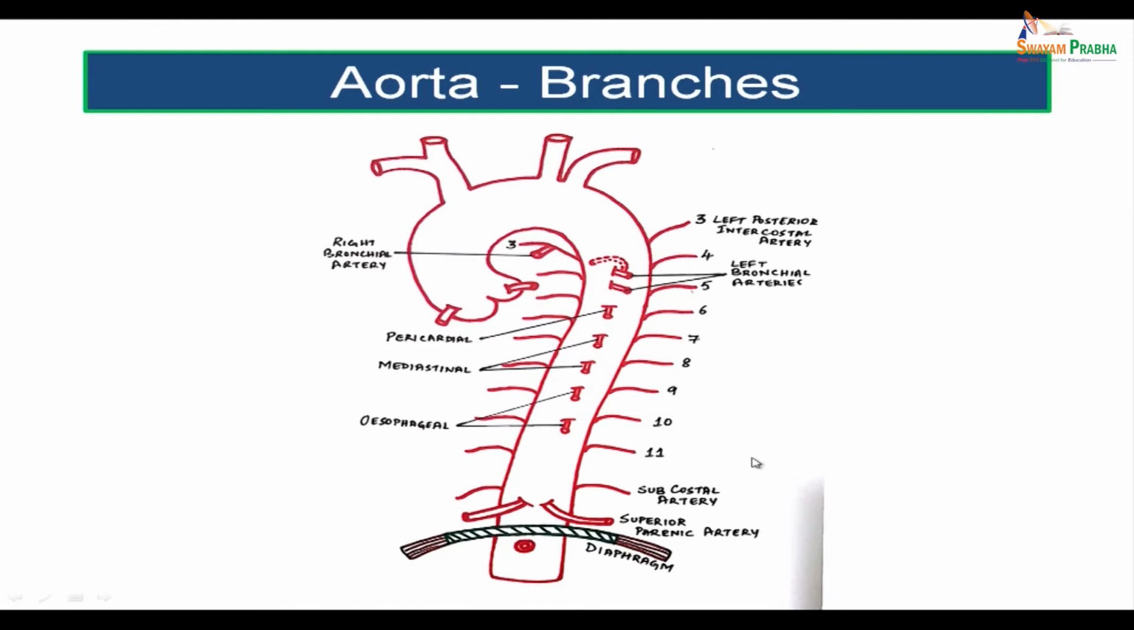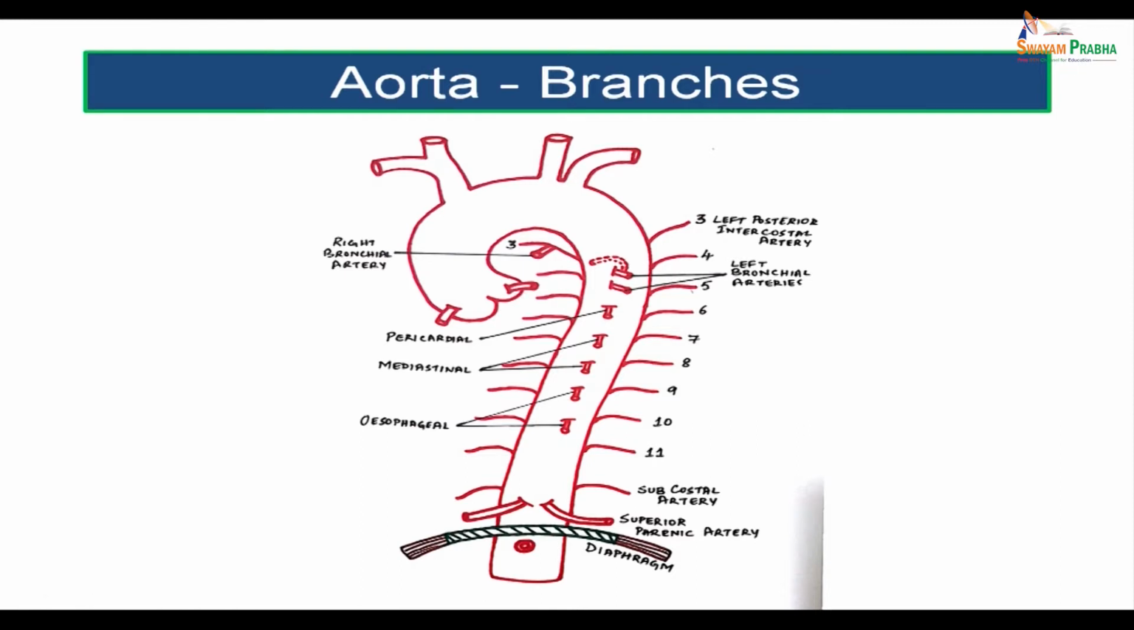Now, let us look at the branches of the aorta. We have already told the ascending aorta gives off two branches, that is the right coronary, a branch coming from the anterior aortic sinus, and the left coronary coming from the left posterior aortic sinus of Valsalva.